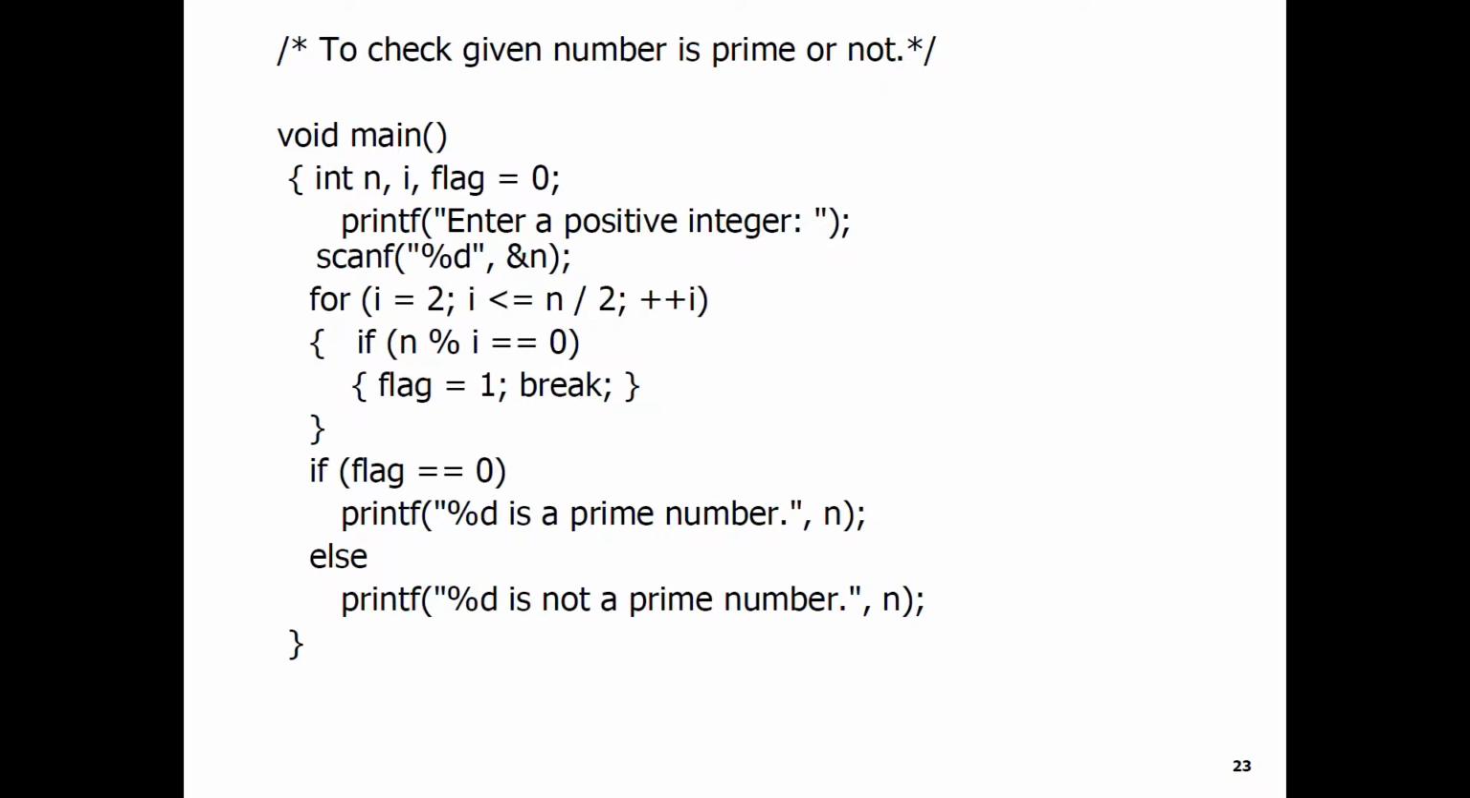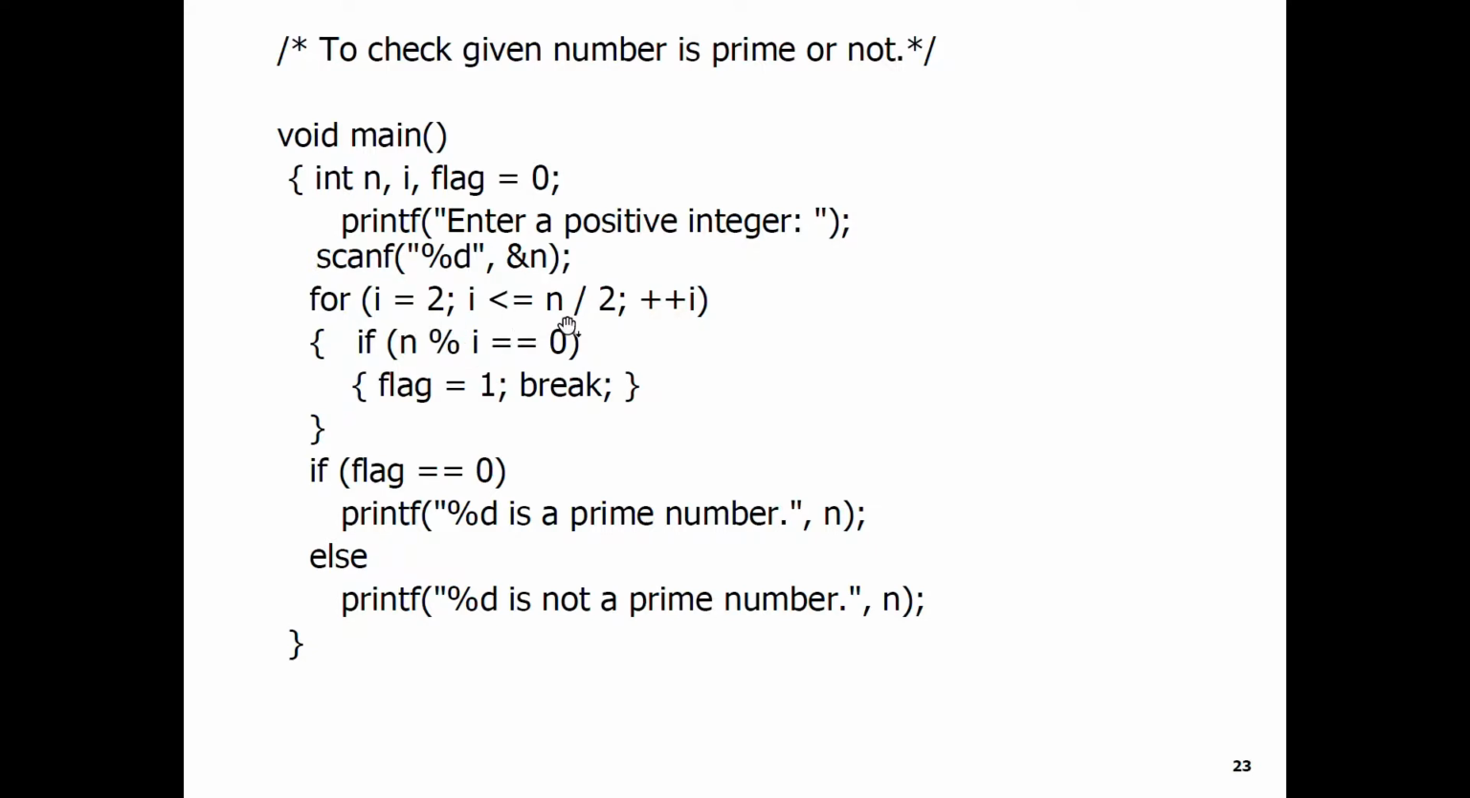Now we'll take one more program, to check whether a given number is prime or not. What is prime? We know the prime numbers. If the number is divisible by itself and by 1 and is not divisible by any other number, then you can say the given number is prime. So to check that, we accept the given number, and it should be divisible by 1 and by itself. It should not be divisible by any other number.